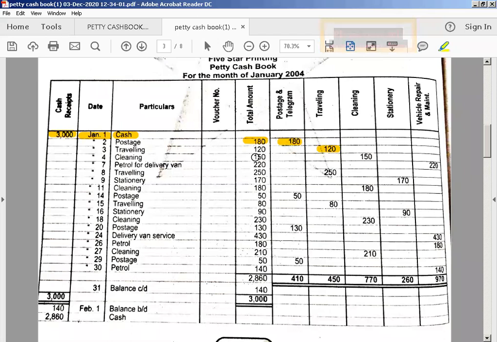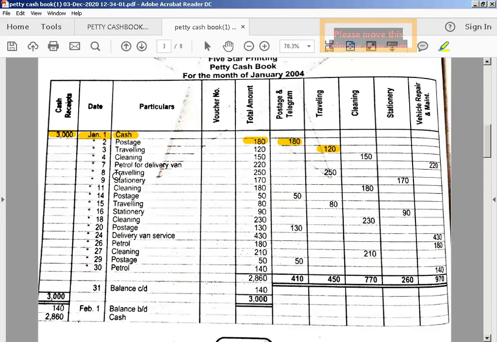So we are here, paid for the cleaning amount is 150 in the total column, and in the cleaning column also, this one. Then paid for delivering van is 220, and here also in the vehicle repair and maintenance 220, it is also over here. So it is very much clear that whatever expense you are recording, you should record in the total column and in the respective column of your expense also.